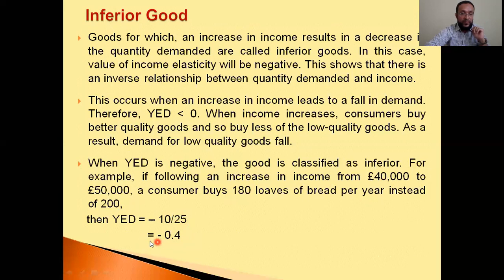Remember this very carefully. The main difference between normal goods and inferior goods, we can find out by seeing the value of IED or YED. If the value is positive, it is a normal good. If the value is negative, it is an inferior good. All right. Now let me move to the next slide.